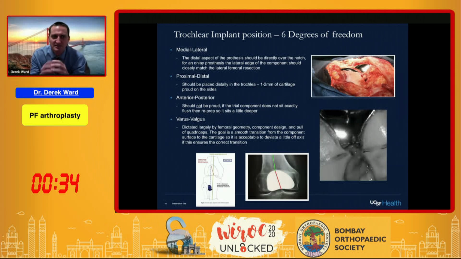And then essentially medial, lateral, proximal, distal, anterior, posterior, and varus and valgus will all largely be dictated by your implant. However, the goal is that you want a smooth transition from the implant to the cartilage surface, and you don't want to impinge on the notch.